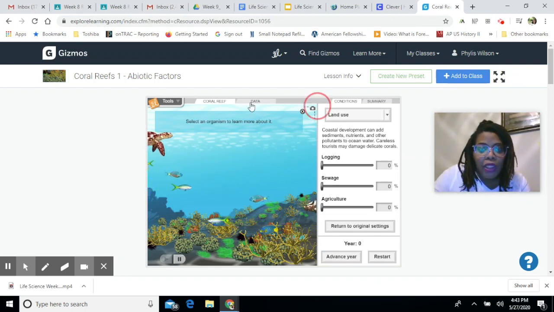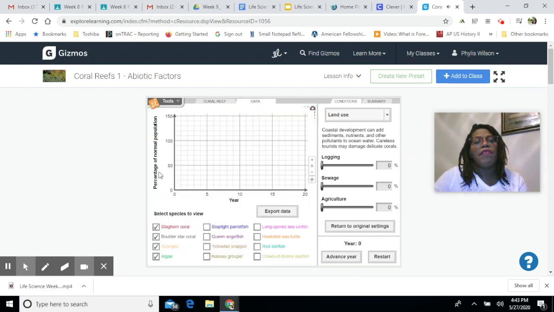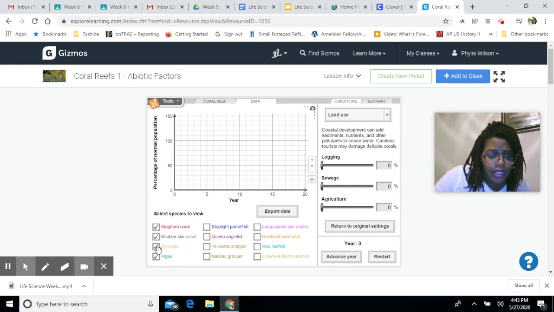So you look at the data portion of this lab to see that. These are the species. There are 2 types of coral. You can pick which one you want to look at or only look at 2 of them. And then you have algae. You really don't need to look at any of the other organisms because that's what we're going to focus on for this experiment, just the coral and the algae. All right, let's go back to the lab sheet.